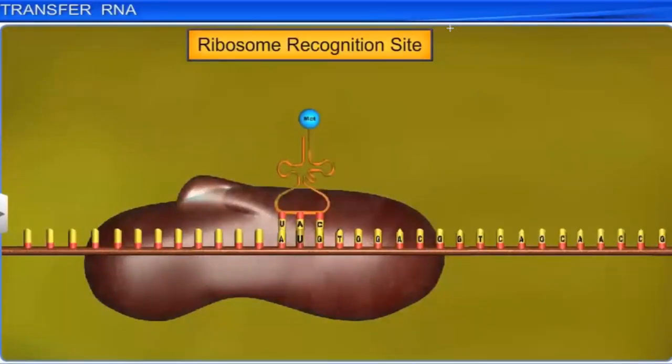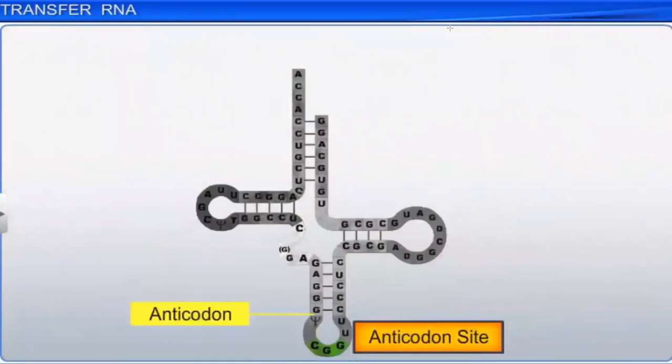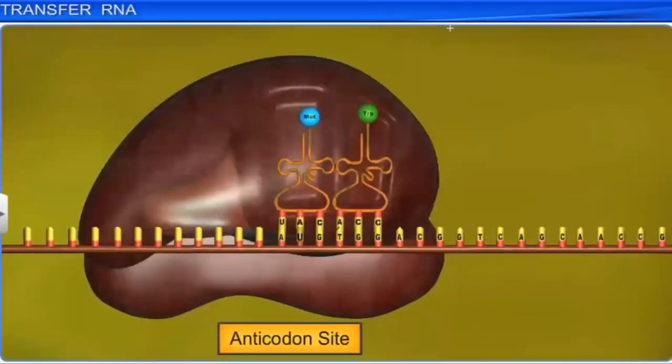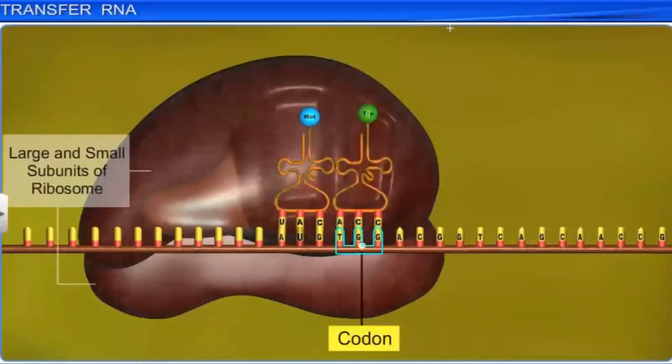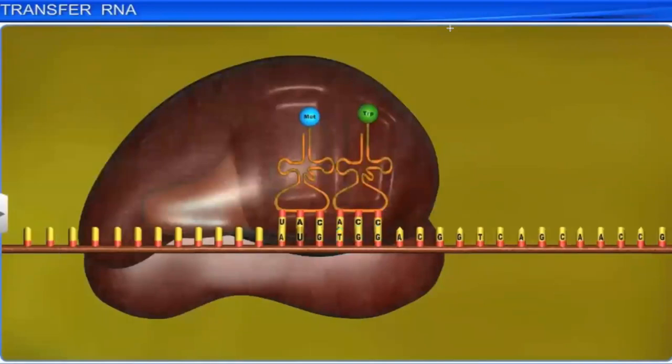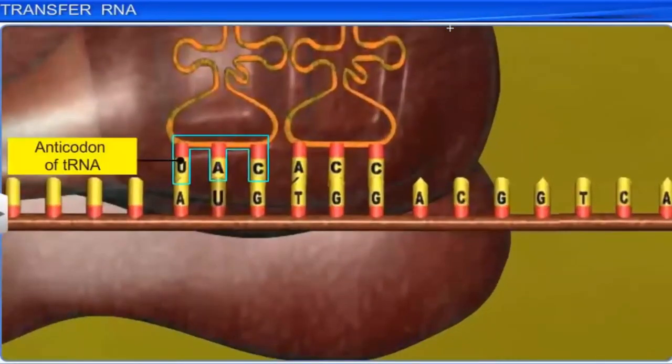On the other hand, the anticodon site consists of 3 nitrogen bases called the anticodon. During protein synthesis, the anticodon pairs with the codon of the mRNA strand. However, the anticodon of tRNA is complementary to the codon of the mRNA strand.